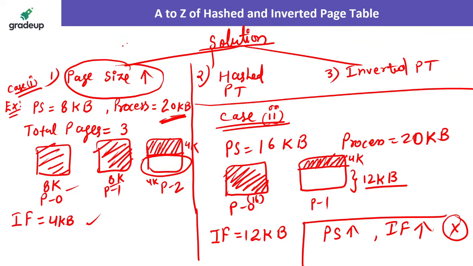So this is not optimal because if I increase the page size, then the internal fragmentation may also increase. That is the reason I will take the hash page table and inverted page table.